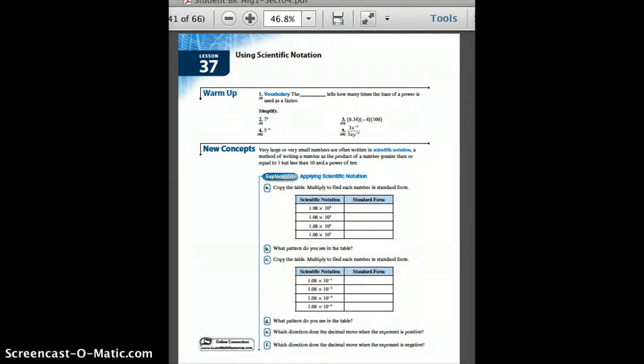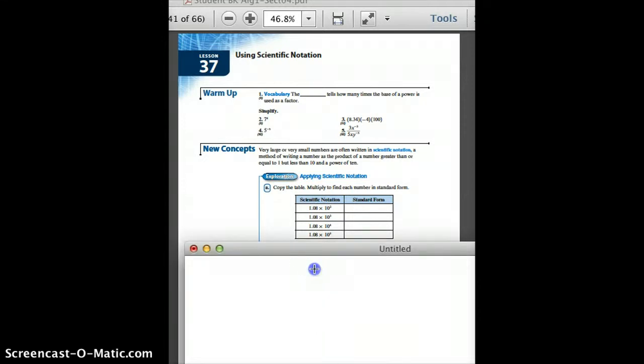Okay, alright, we got off track there. So scientific notation is about writing numbers, okay, that are very large. Alright, so let's just see. Here's the first example. They have 1.08 times 10 to the second power. Okay, that's in scientific notation. Now, the standard form is what the number normally looks like. Okay, what the number normally looks like.